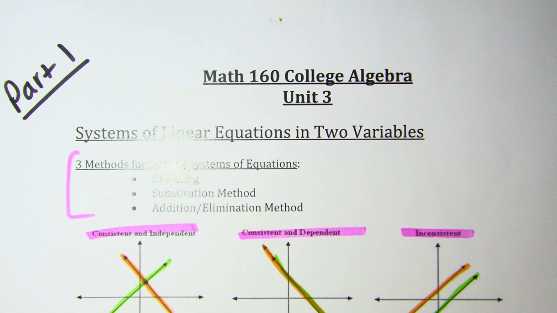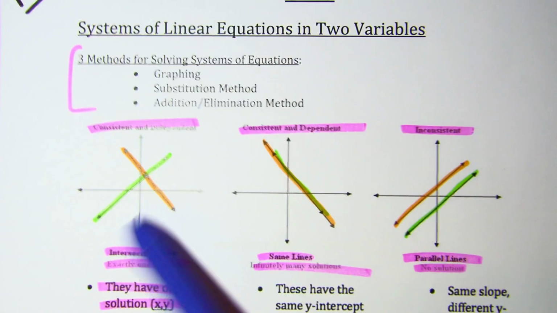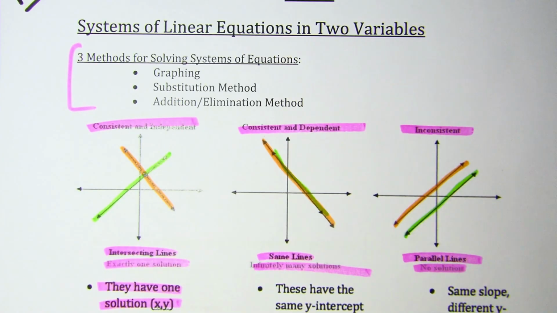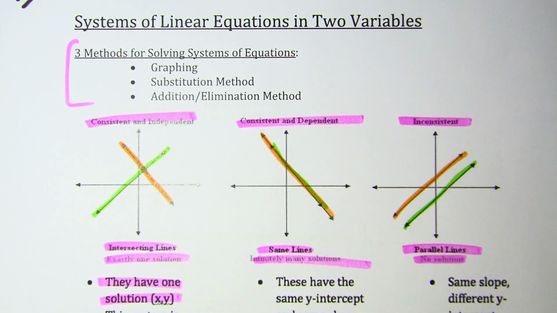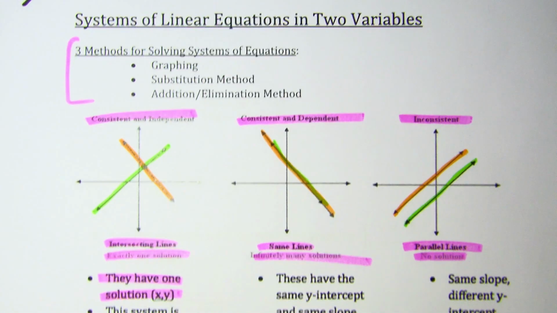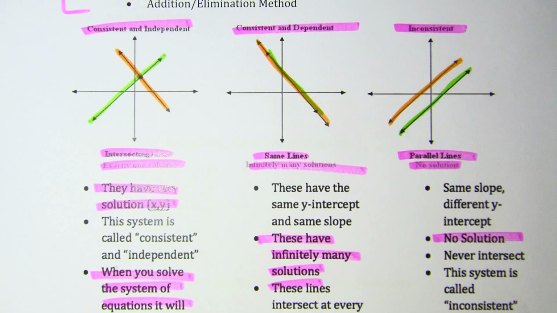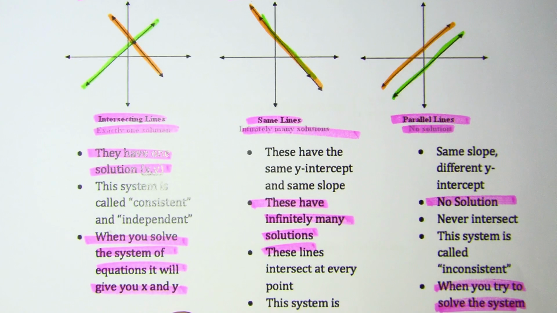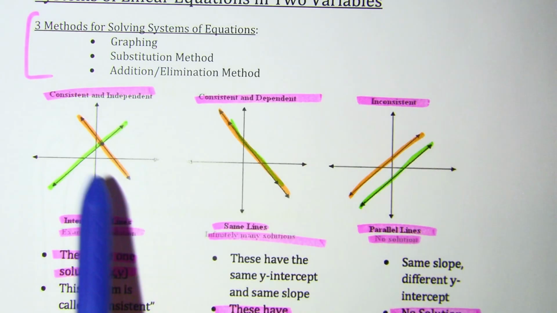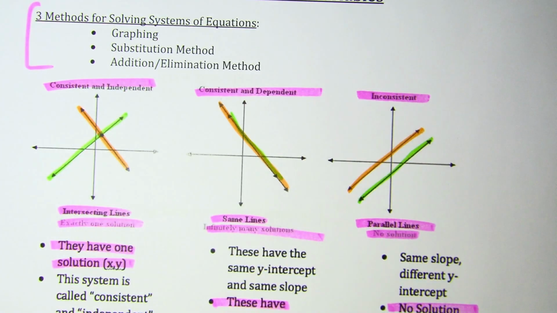Now, when we're talking about linear equations with just two variables, there's three possibilities. The first possibility is that the two lines intersect at a single point. When you solve algebraically using either the substitution or elimination method, they would have one solution. You'd solve for a coordinate x, y, and when you solve it, you'll actually get values for x and y. Those are called consistent and independent systems, and they have one solution.